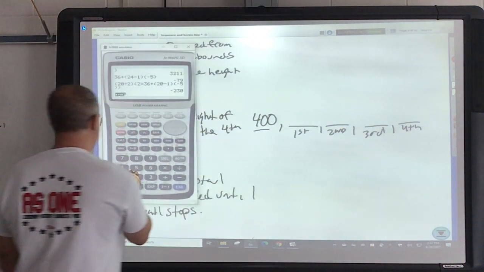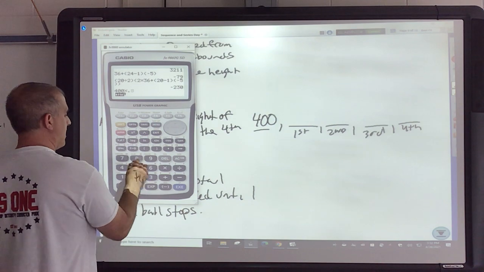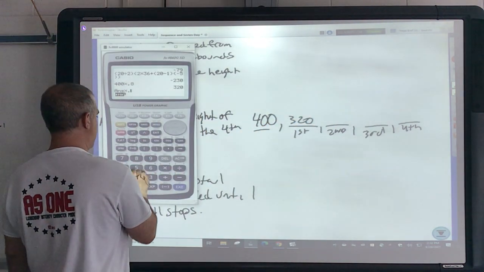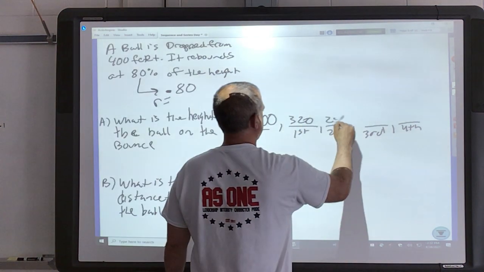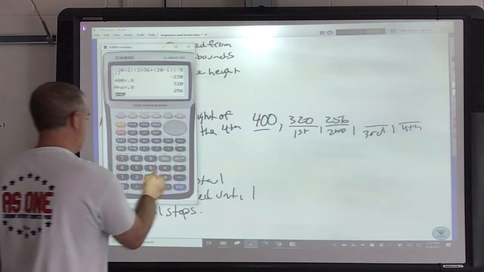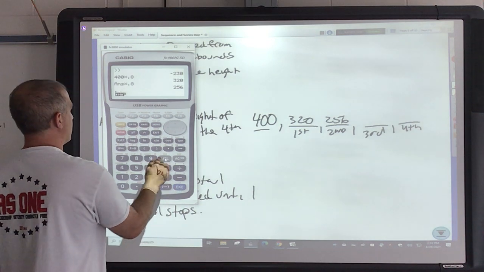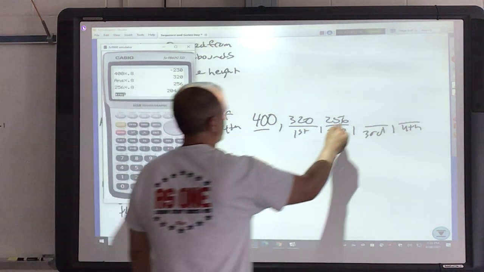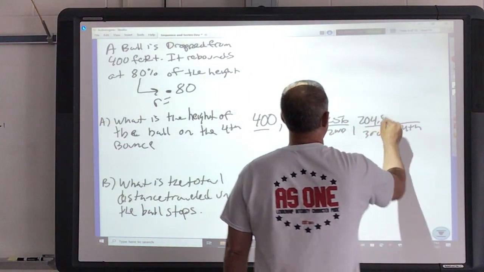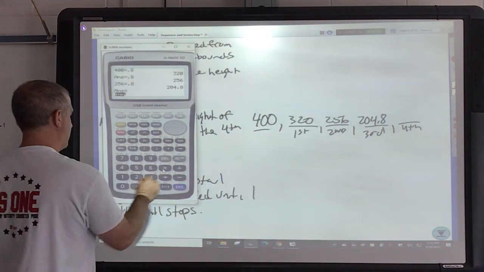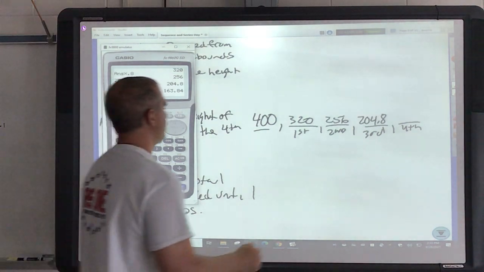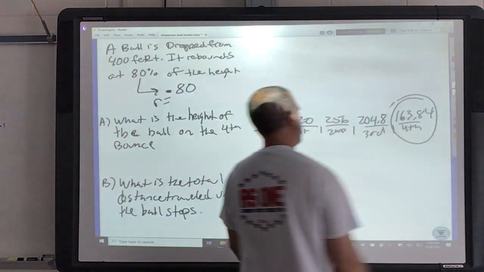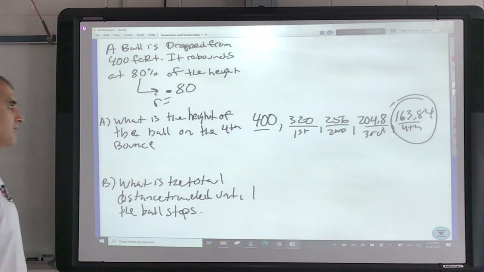So what I would do is 400 times 0.8, which is 320. Times 0.8 is 256. 256 times 0.8 is 204.8. And 204.8 times 0.8 is 163.84. By the 4th bounce, that's how high it is. So that's how you do that.